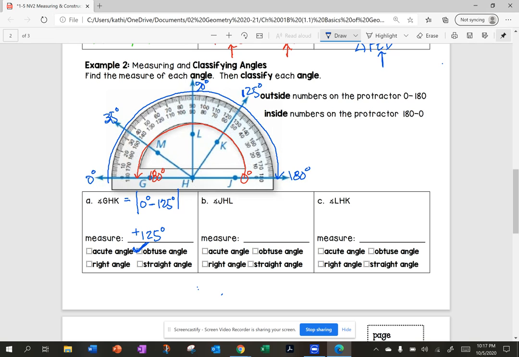All right, let's find the measure of angle JHL. So at J is 180. And at L is 90. So 180 minus 90, taking the positive, that's positive 90 degrees. And we are talking about an angle, so I always put the symbol degrees. So when I'm exactly equal to 90, that's classified as a right angle.